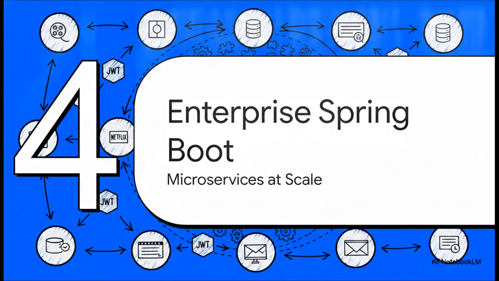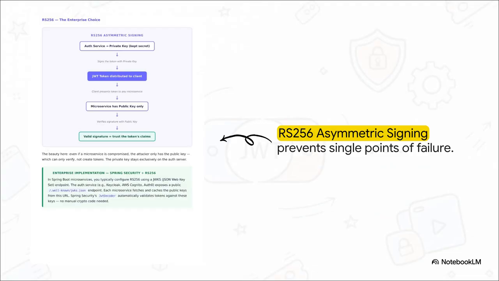Section 4. Enterprise Spring Boot Architecture. Taking microservices to scale. Okay, let's scale this up. How do massive companies, like Netflix running thousands of microservices, pull this off without just creating new bottlenecks? The secret sauce is RS-256 asymmetric signing.